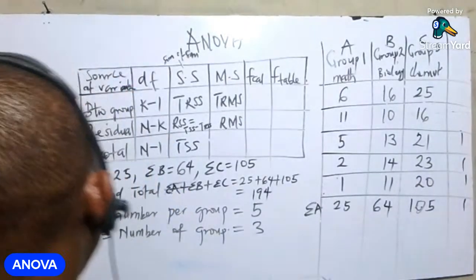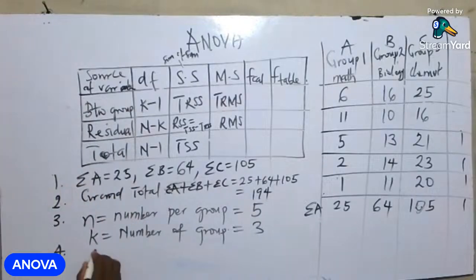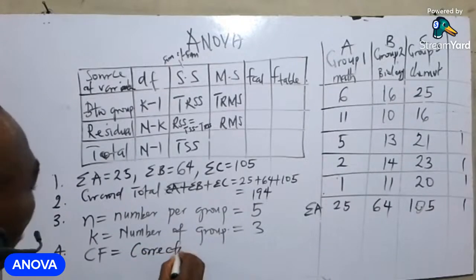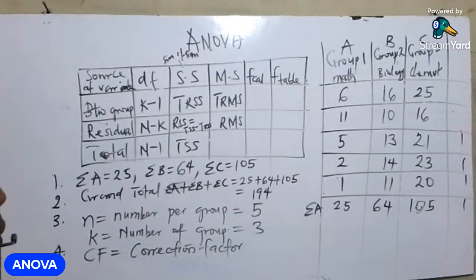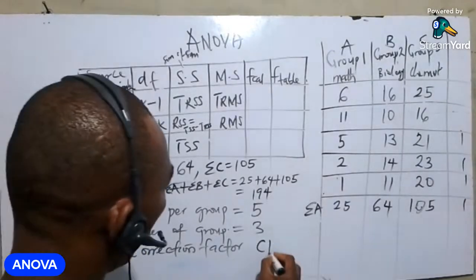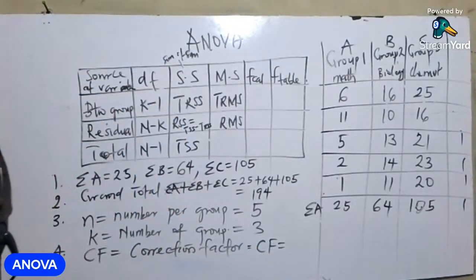So all right, let's move on to step 4. Step 4 is to find our CF. What do we mean by CF? The CF is the correction factor. So how do we get our correction factor?